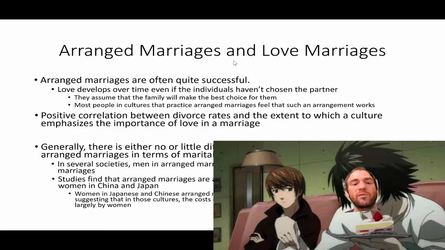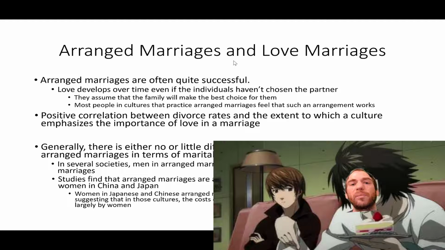There is a positive correlation between divorce rates and the extent to which a culture emphasizes the importance of love in a marriage, and generally, there are either no or little differences between love marriages and arranged marriages in terms of marital satisfaction in different cultures. In several societies, men in arranged marriages are more satisfied than women in arranged marriages. Studies find that arranged marriages are at least as happy as love marriages, except for women in China and Japan. Women in Japanese and Chinese arranged marriages were less satisfied than those in love marriages, suggesting that in those cultures, the cost of arranged marriages may be disproportionately borne largely by women.